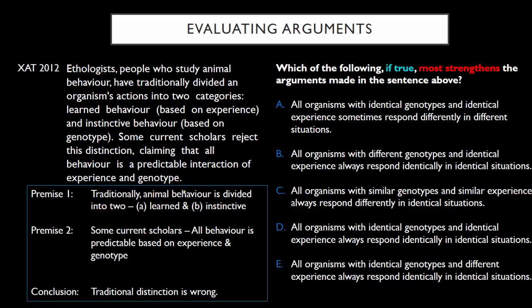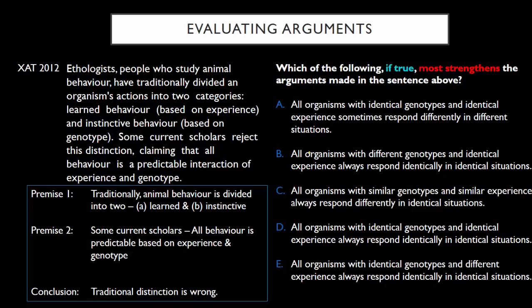So if you look at the argument, the premise is that traditionally animal behavior is divided into two, learned and instinctive. Premise 2, some current scholars reject that, saying all behavior is predictable based on experience and genotype, therefore the traditional distinction is wrong. So that is simply the argument. Now if I evaluate all the answer choices A, B, C, D, they look very similar and talk about genotype, experience, and how they respond.